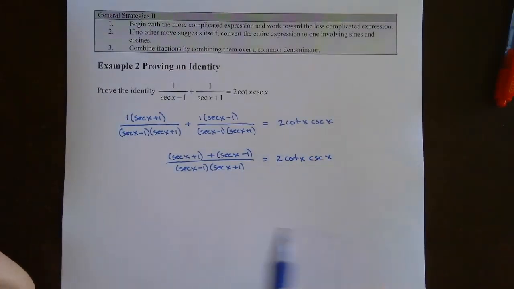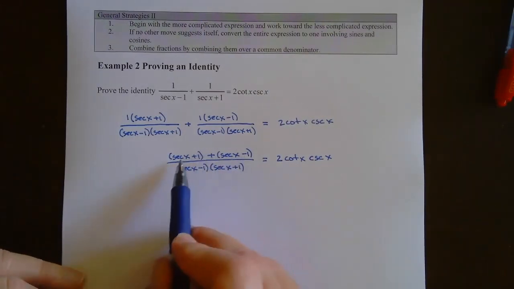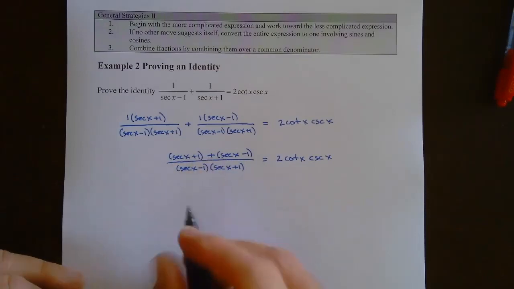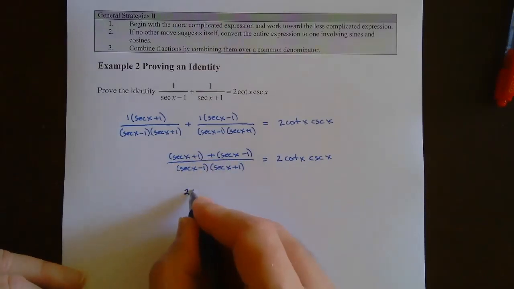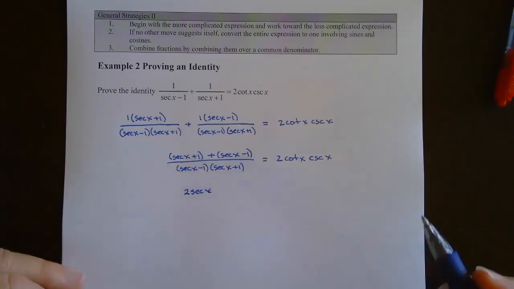Okay, so secant x plus 1 plus secant x minus 1, what would this become? It'd be secant x plus a secant x, so that'd be 2 secant x. We'd have 2 of them. And we have a 1 and a negative 1. Those are going to cancel out.